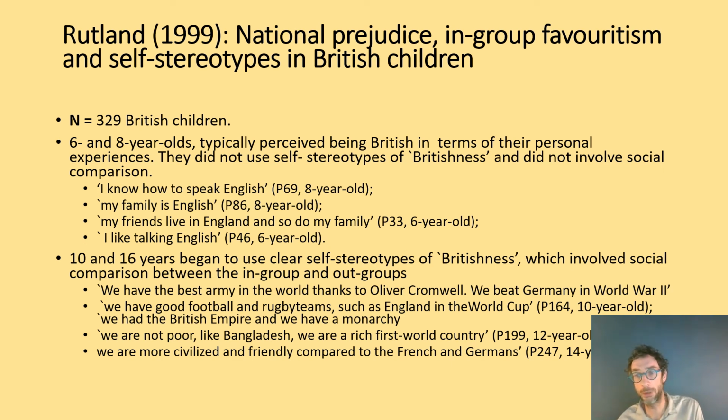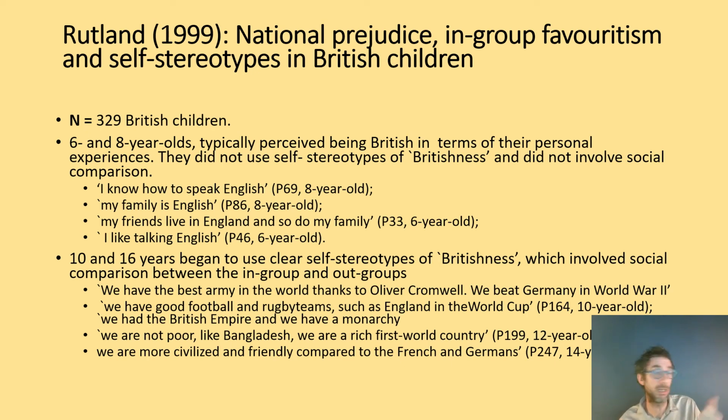So just another couple of studies that are going to stay with white British children mainly. Adam Rutland has looked at the development of national prejudice, national in-group favouritism, in particularly white British children, and looks at how different ages have different developments. So 6 to 8 year old children recognise themselves as being British or English, and mainly talk about it in terms of personal experiences rather than wider conceptual ideas of what it means to be British.